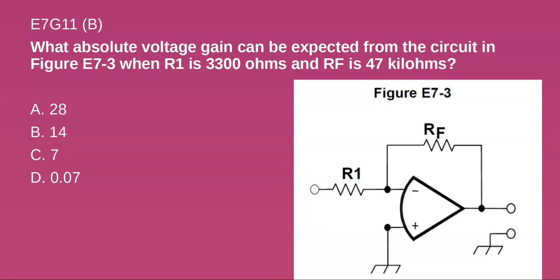What absolute voltage gain can be expected? R1 is 3,300, RF is 47,000.